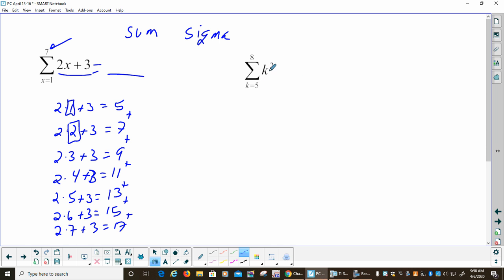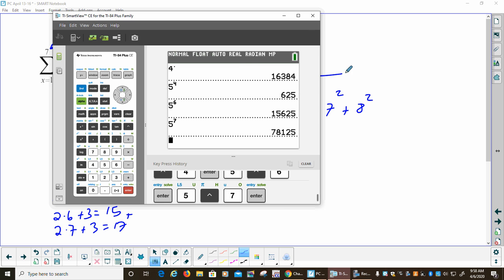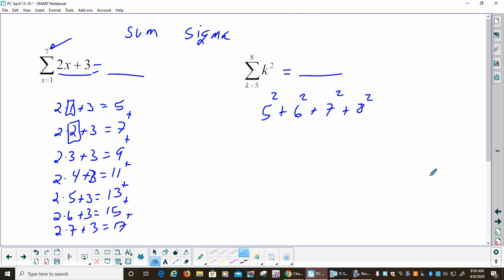This one says to start at 5. So you fill in 5 squared. Then you're going to increase it by 1, and you're going to add it to 6 squared. Then 7 squared. Then 8 squared. Type it in your calculator and get yourself the answer. Okay? I'm trying to be respectful of your time. And I can just take this and type it in the calculator if you want, but I don't think you guys actually need me to do that. Okay.